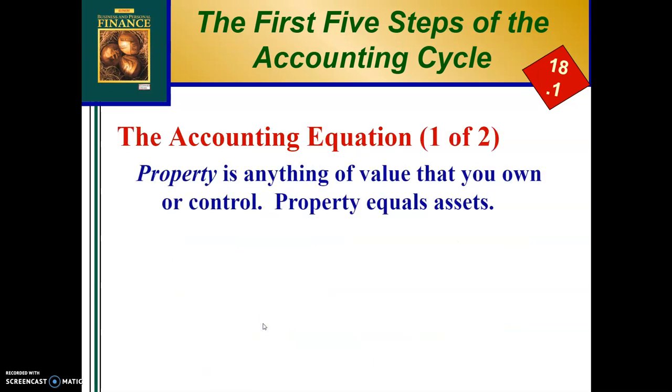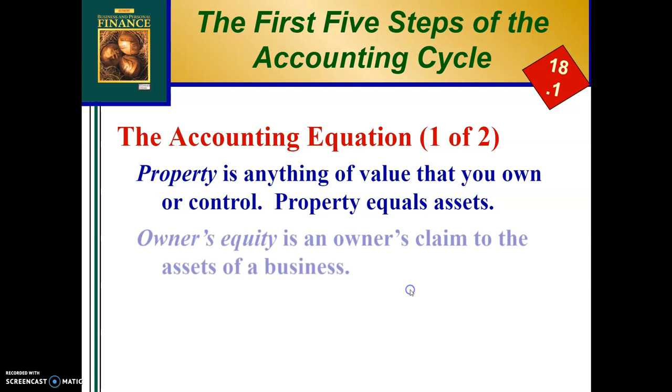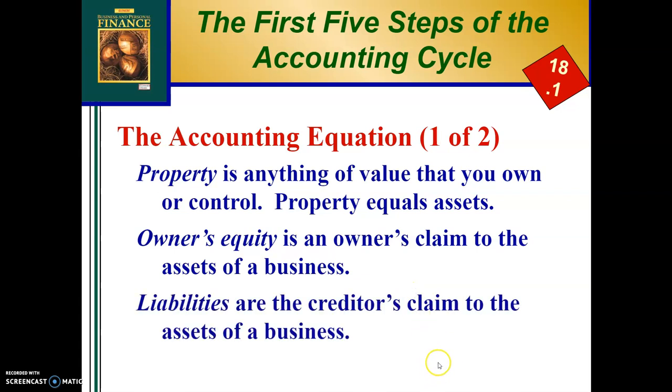Now, the accounting equation is the fundamental equation that accountants will use in order to keep this in balance in order to properly record and analyze the financial status of a particular enterprise. So property is anything of value that you own or control. Property is also considered assets. Owner's equity is the owner's claim to the assets of the business. And then liabilities are the creditor's claim to any of the assets of the business. So we are going to use these 3 pieces in order to evaluate the accounting equation.